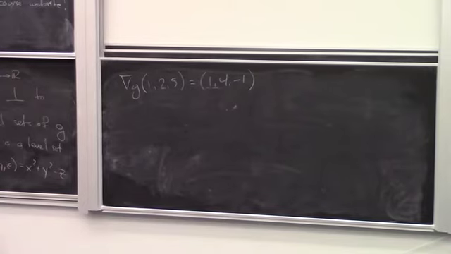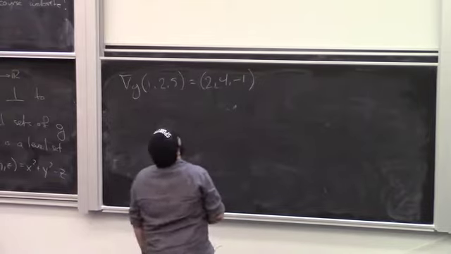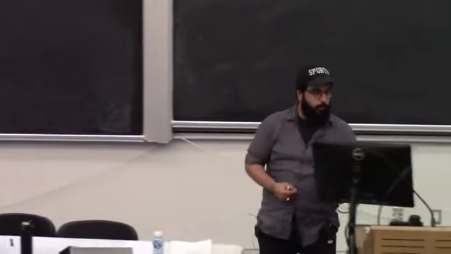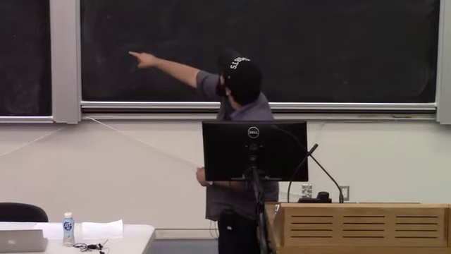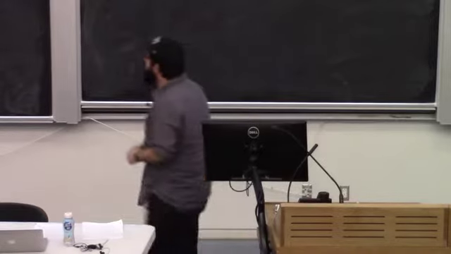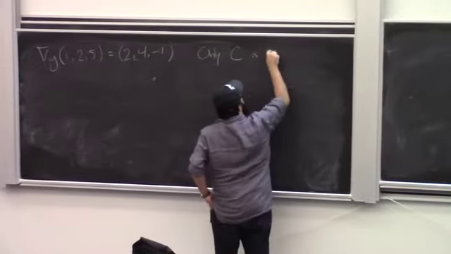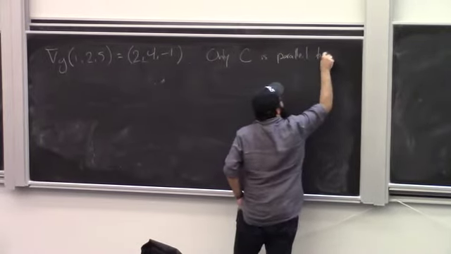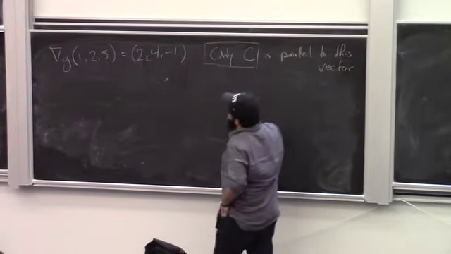Two x. See? There you go. That's right. 2, 4, minus 1. Yep. So what the question is asking basically is, are any of those vectors parallel to this vector? And the answer to that appears to be yes. C and only C. The answer here being only C.